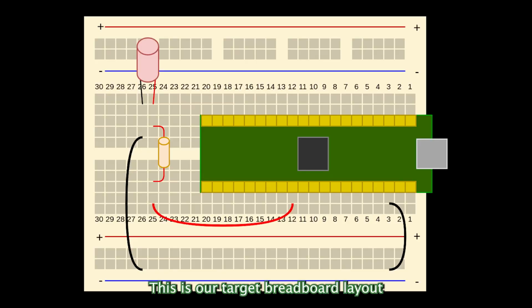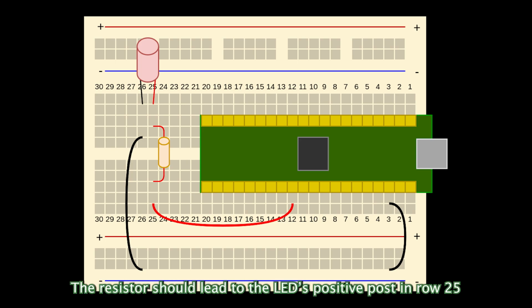This is our target breadboard layout. We will use row 3 on the breadboard for ground, row 12 on the breadboard will provide on-off power, a resistor lowers the power sent to the LED, the resistor should lead to the LED's positive post in row 25, connect the LED's negative post in row 26 to the ground bar.